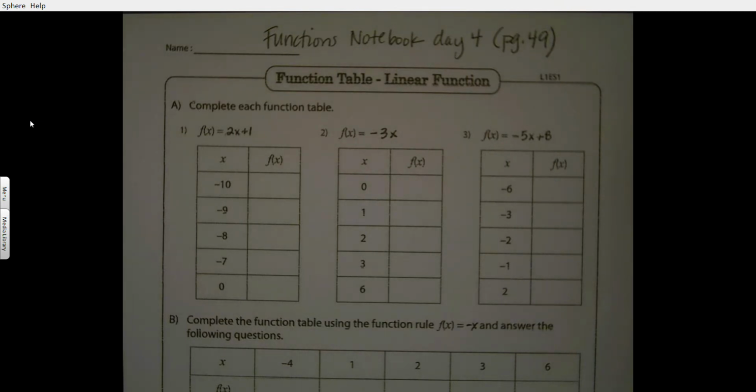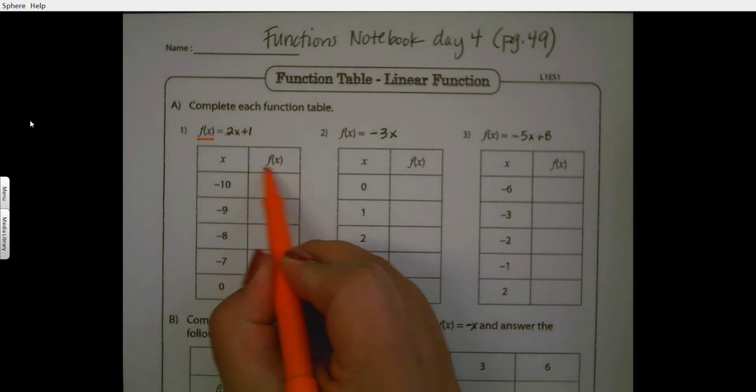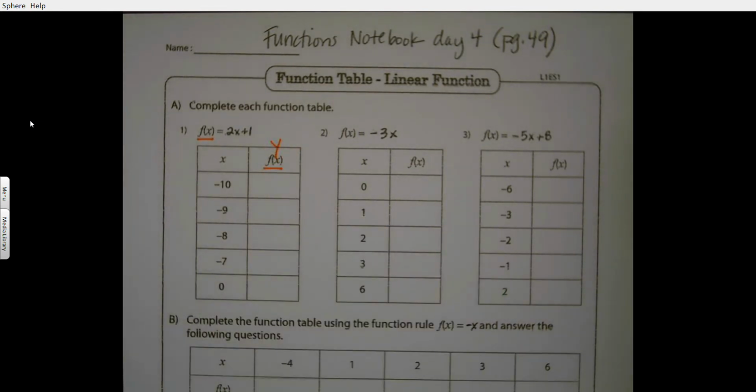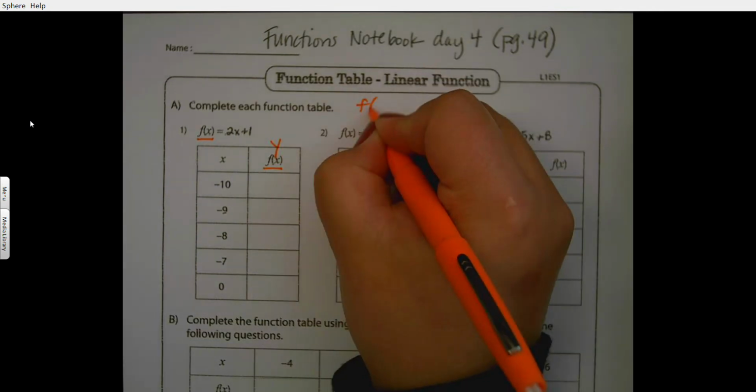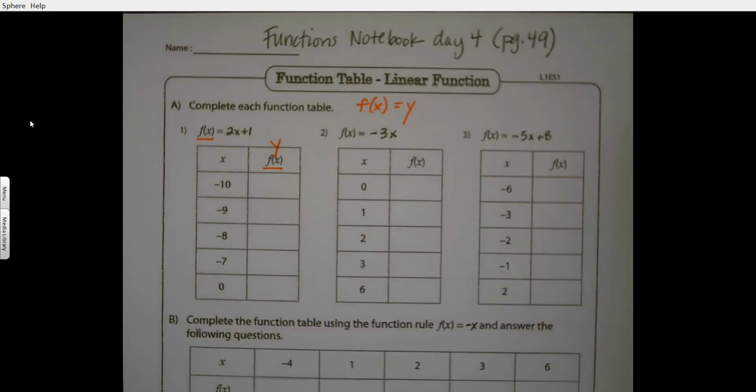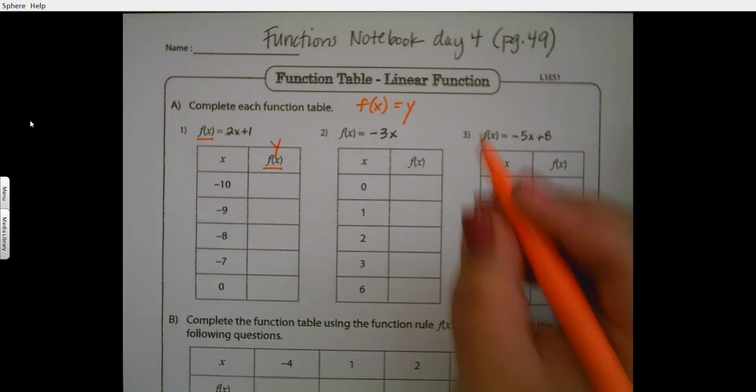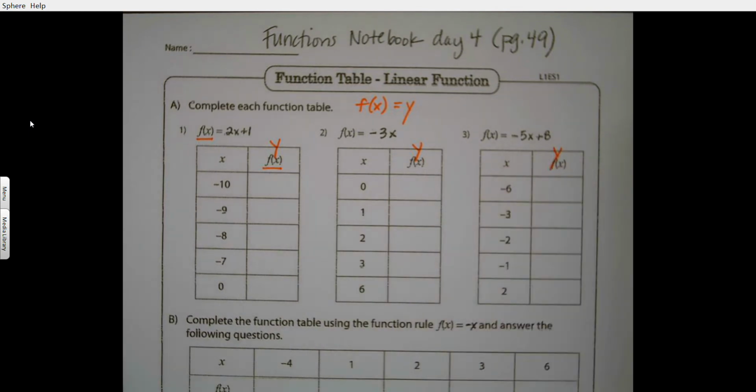Instead of x and y, you're going to see x and f of x. So in my tables, I see f of x now instead of y. But f of x really just means y, remember. It's just a different notation, just like we could write m equals slope, or we could write rise over run equals m. So just a different notation. You still are plugging in your x and getting out your f of x or y value.